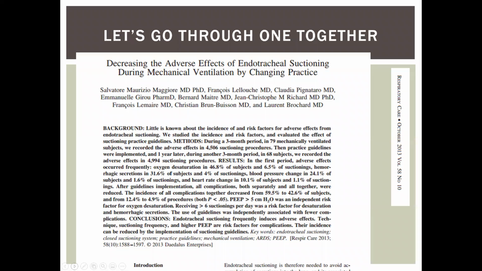Oh, that's a lot of suctioning. 79 people got suctioned 4,000 times. Yeah, that's true, with the vacuum just on full. That's a lot of suctioning. The practice guidelines were implemented 1 year later during another 3-month period in 68 subjects. We recorded adverse effects in 4,900, so they still suction just as much.